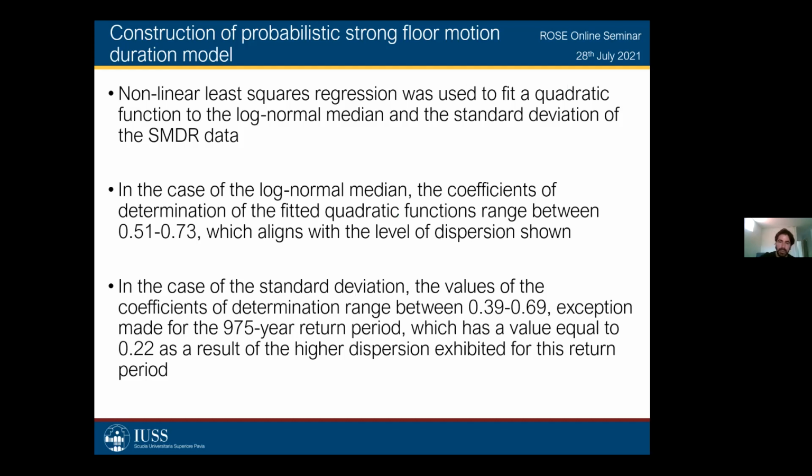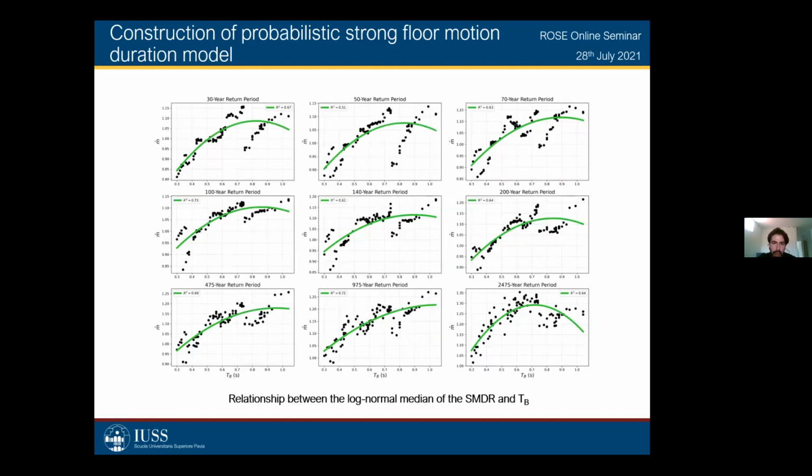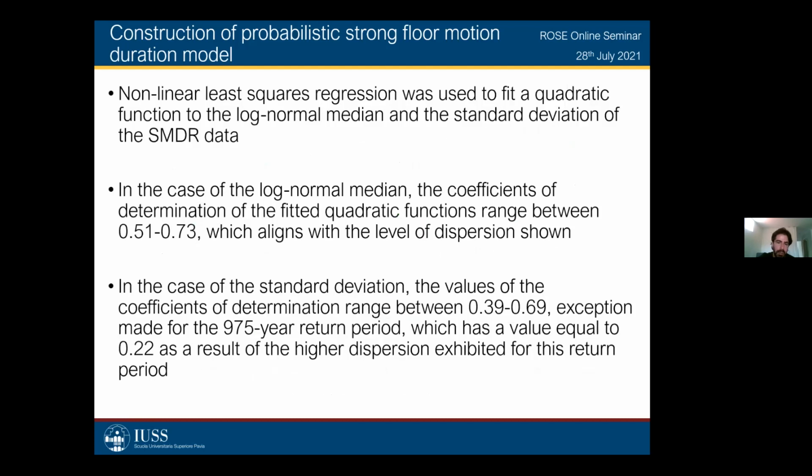As you can see also, for example, in the case of the log normal median, we have coefficients of determination that range between 0.51 to 0.8, more or less. So, considering the level of dispersion that we have, these values are actually considered acceptable. In the case of the standard deviation, we have higher dispersion.